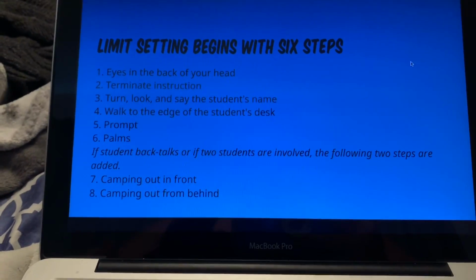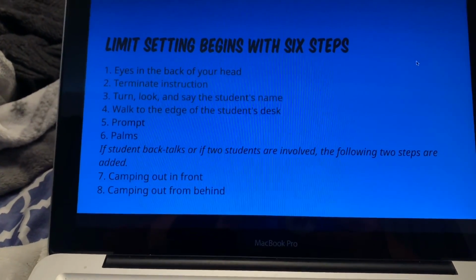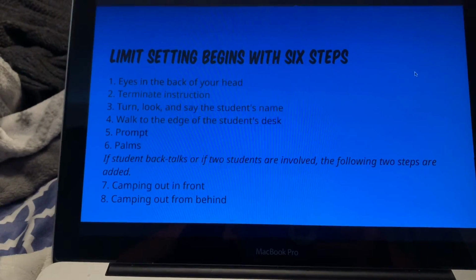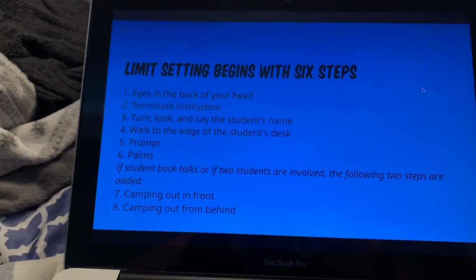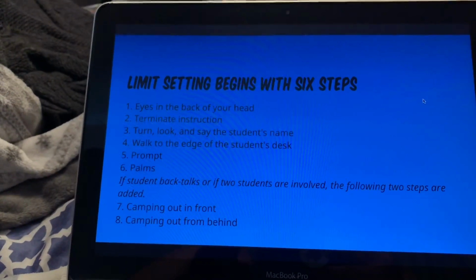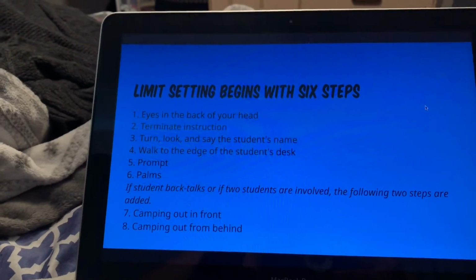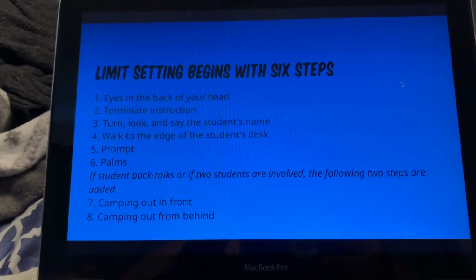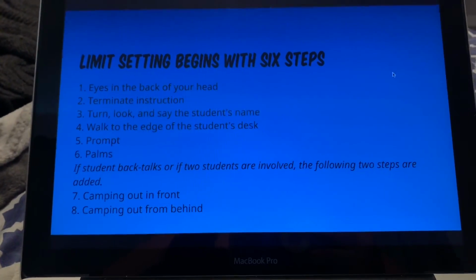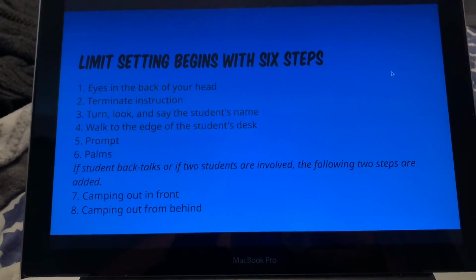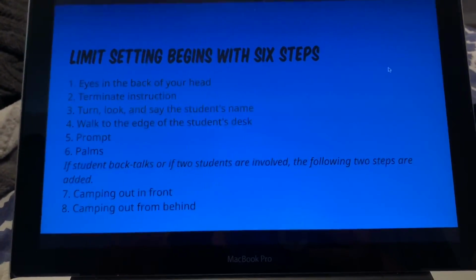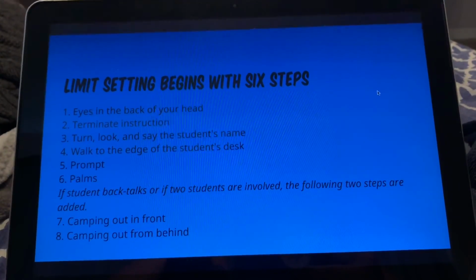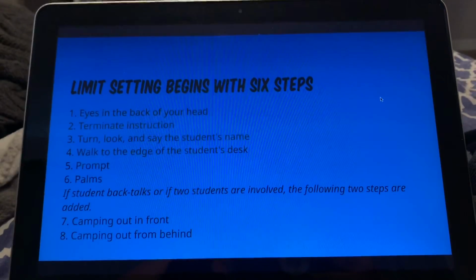But if that doesn't work, then you move on to palms, where you lean slowly across the desk and place both palms flat on the far side of the desk on either side of the student. Remain eyeball to eyeball with the student until he or she complies. And if the student backtalks during any of this process, as students do, or if 2 students or more are involved, then you add camping out in front, which is where if a student backtalks, you camp out in front.